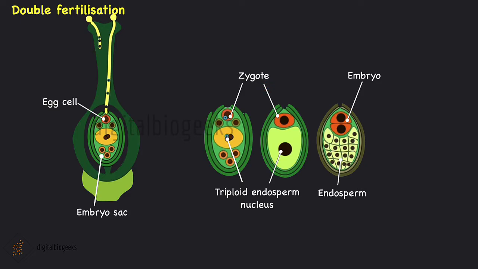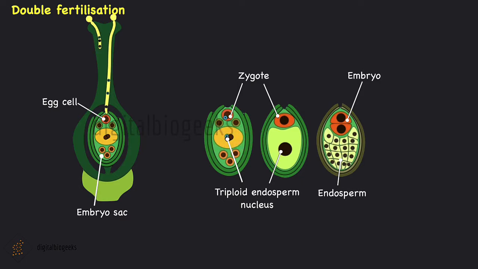The other male gamete, which is in the cytoplasm of the synergid, now moves towards the polar nuclei situated in the center and fuses with them to form a triploid primary endosperm nucleus. This formation of the primary endosperm nucleus involves the fusion of three haploid nuclei and hence it can be called a triple fusion. Now we saw two fusions, one between the male gamete and the egg cell, that is syngamy, and between the male gamete and polar nuclei, that is the triple fusion.